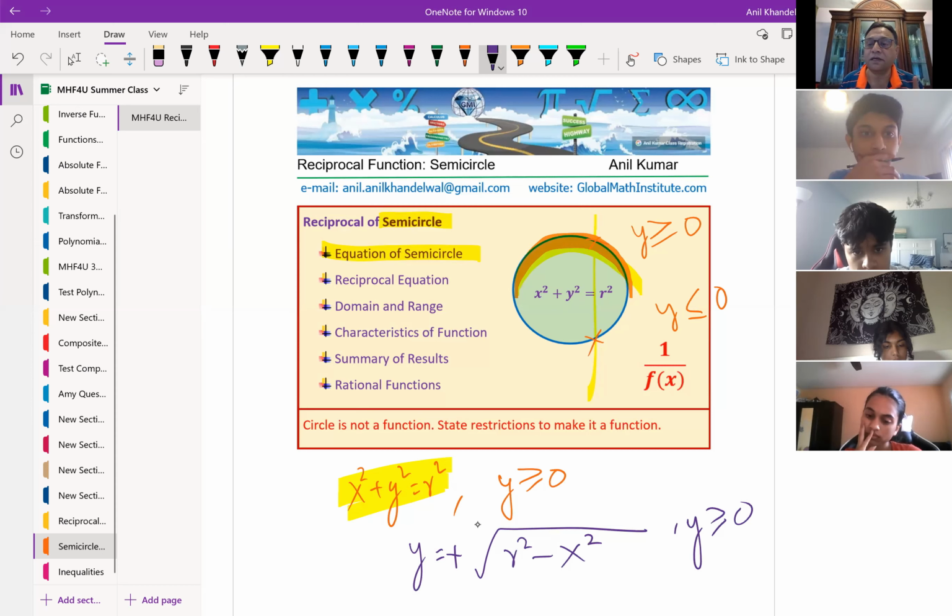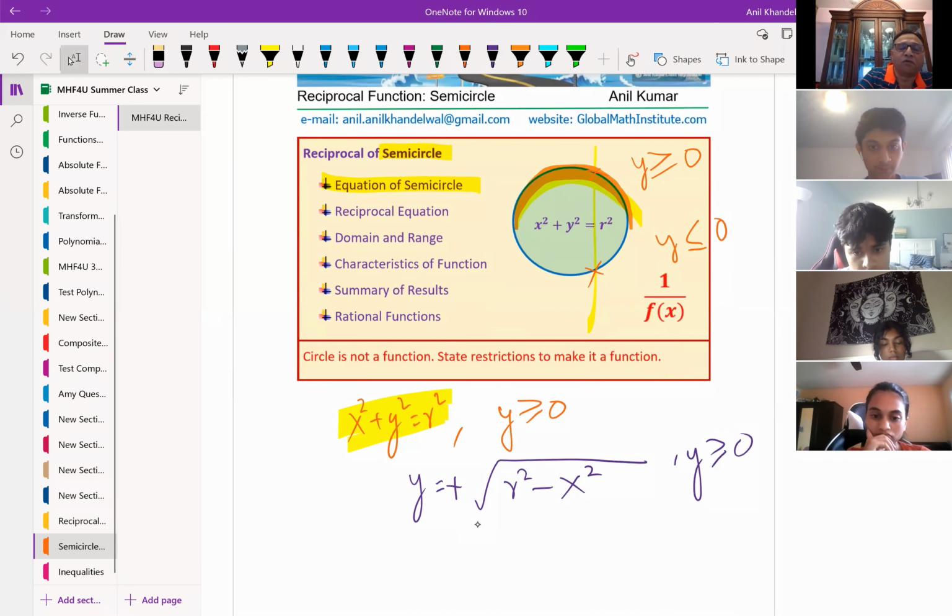In your test, expect this question. I am taking it exclusively for you because 90% chances are that you will get this question in your test. You should not mess it up there, right? So now we will see how we sketch the reciprocal of this semicircle. Is that clear to you? Semicircle is clear? Okay. Before I move forward, tell me, what is the domain of this semicircle?